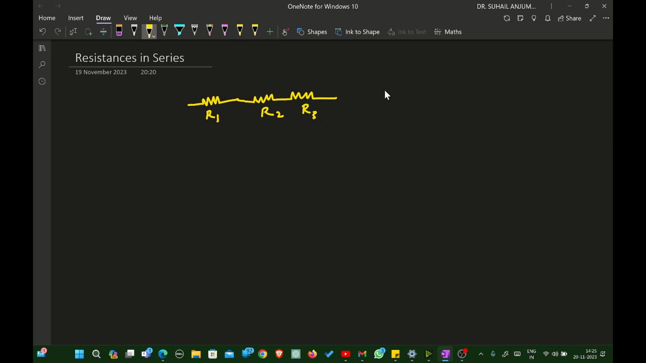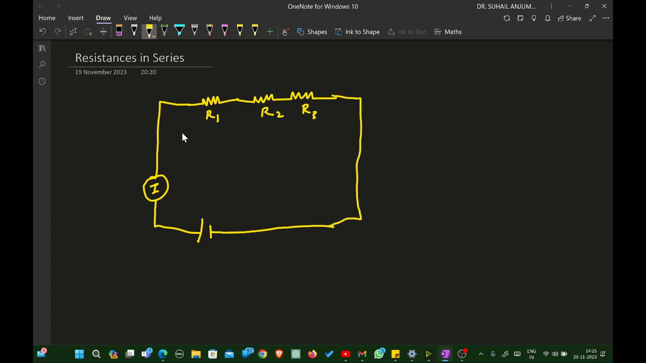We can have n number of resistances here. But what I will do is connect these three resistances first, and then we'll try to find out the relation for the combination of these resistances in series, and then we can generalize that for n number of resistances. So after connecting this, I have to connect a current meter here. I will connect a current meter, and I will connect a battery, that is the supply, over there, and again I will connect it back so the circuit is completed.